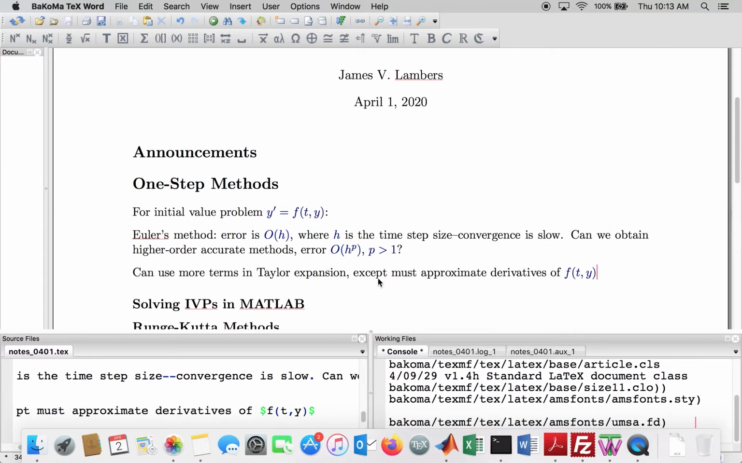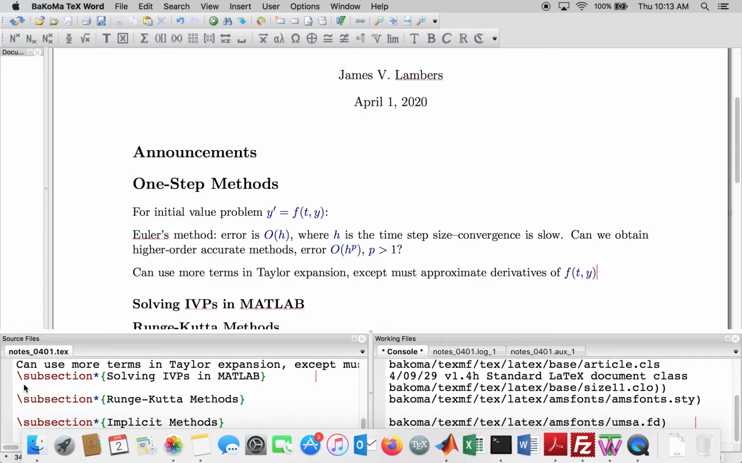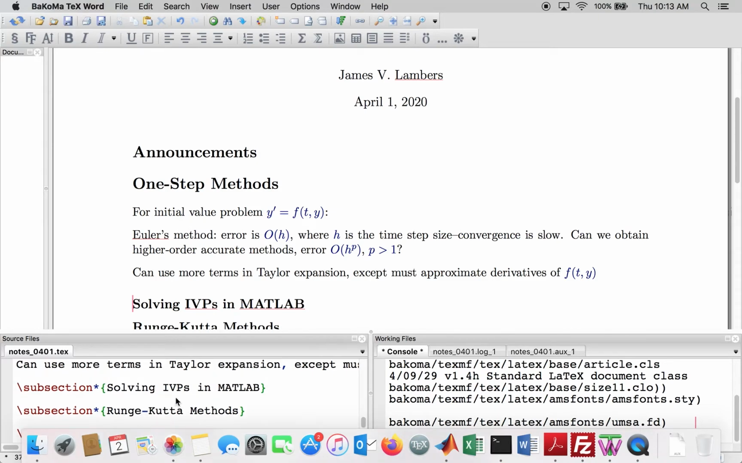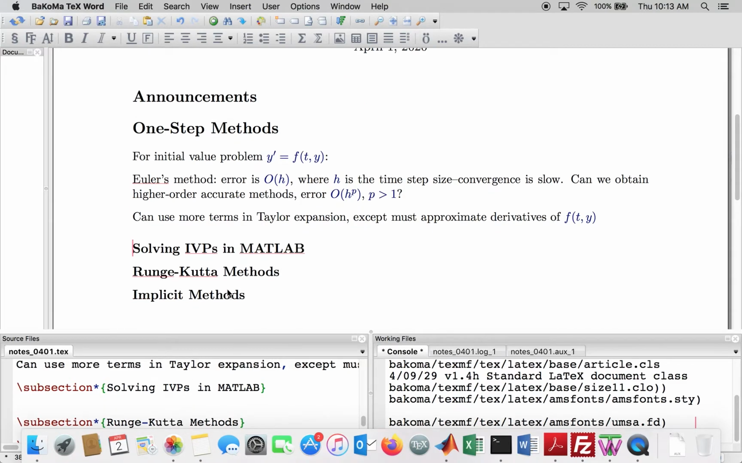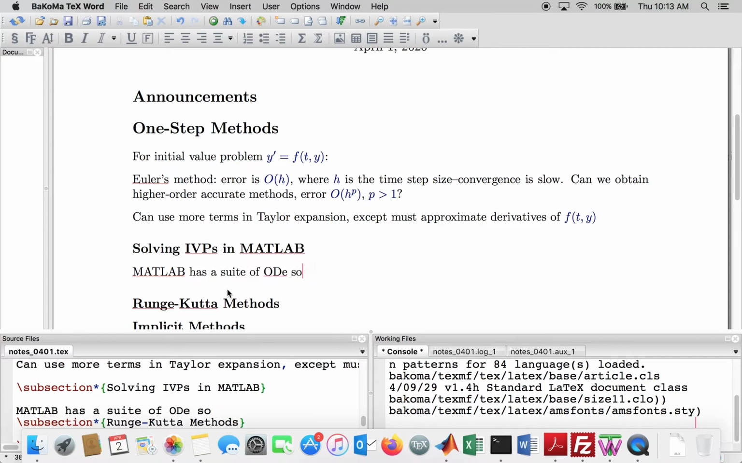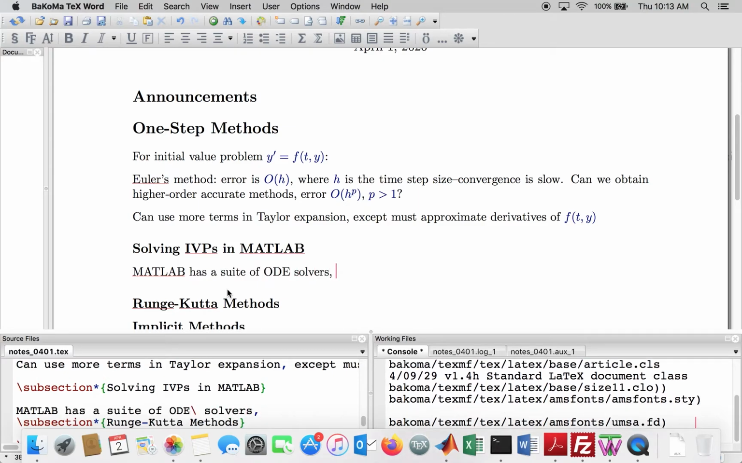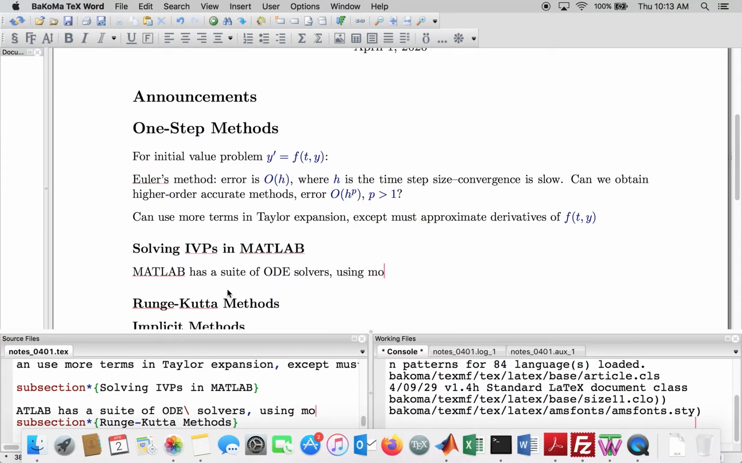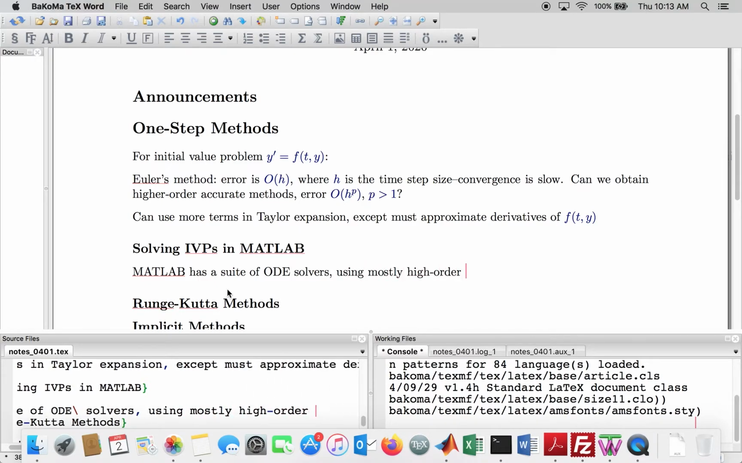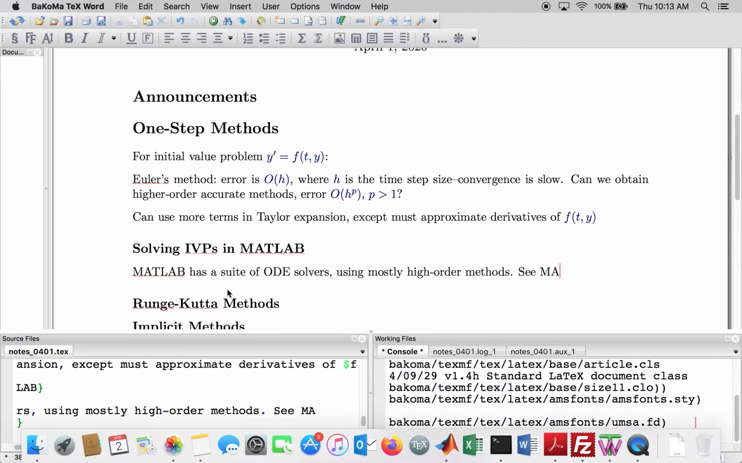That approach is going to be used in a little bit when I'll show how to derive a second order method. But before we get into that, an illustration of order of accuracy and how to solve initial value problems in MATLAB. MATLAB has several ODE solvers using mostly high order methods of the kind that we're going to see throughout this chapter. I'm going to do a demonstration in MATLAB.